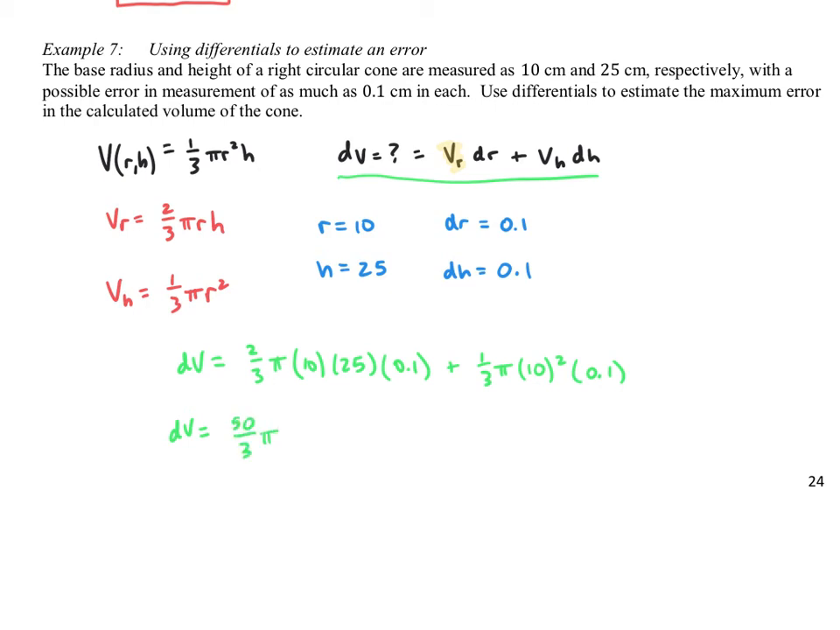We can do a similar thing. We have 10 squared, but 10 times 0.1 is going to be 1. So this gives us 10 over 3 times pi. So that's 60 over 3, which is 20 times pi. So that's going to be our estimate.